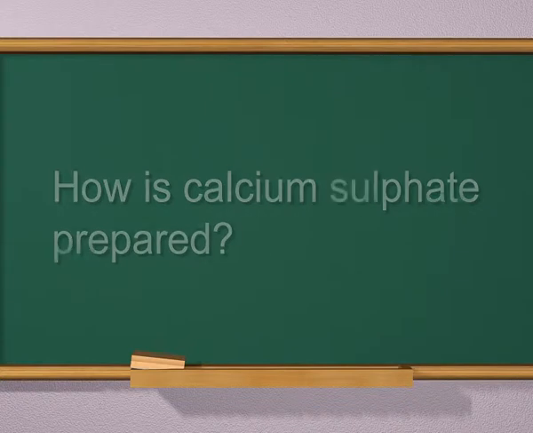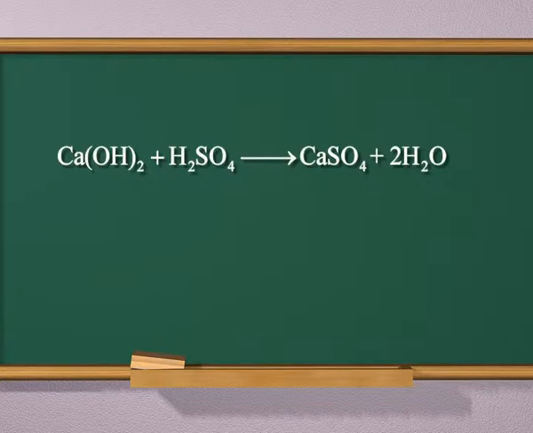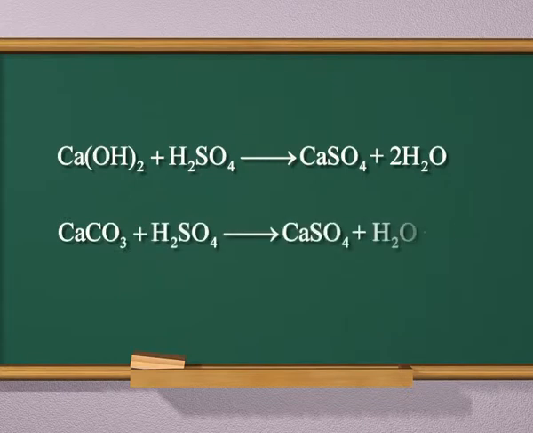My next question is, how is calcium sulfate prepared? And the answer is calcium hydroxide reacts with sulfuric acid to form calcium sulfate and water. Calcium carbonate reacts with sulfuric acid to form calcium sulfate, water and carbon dioxide.